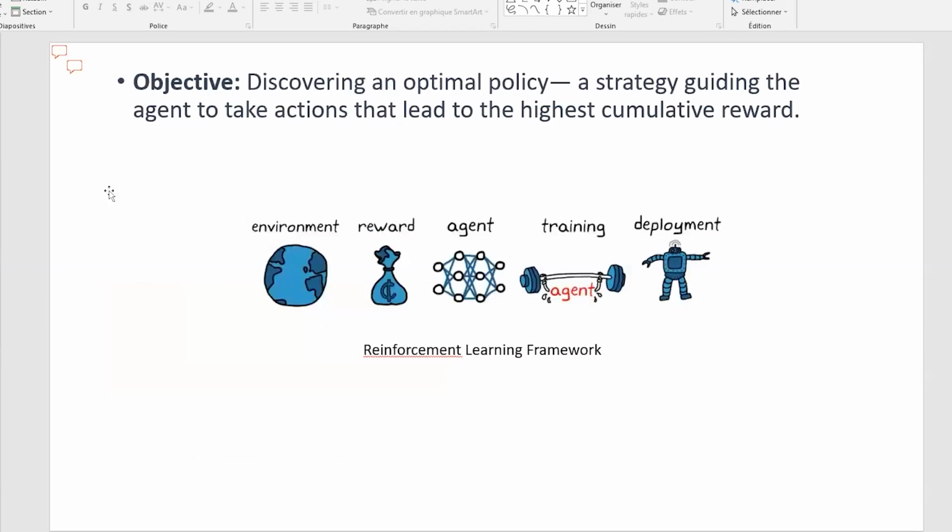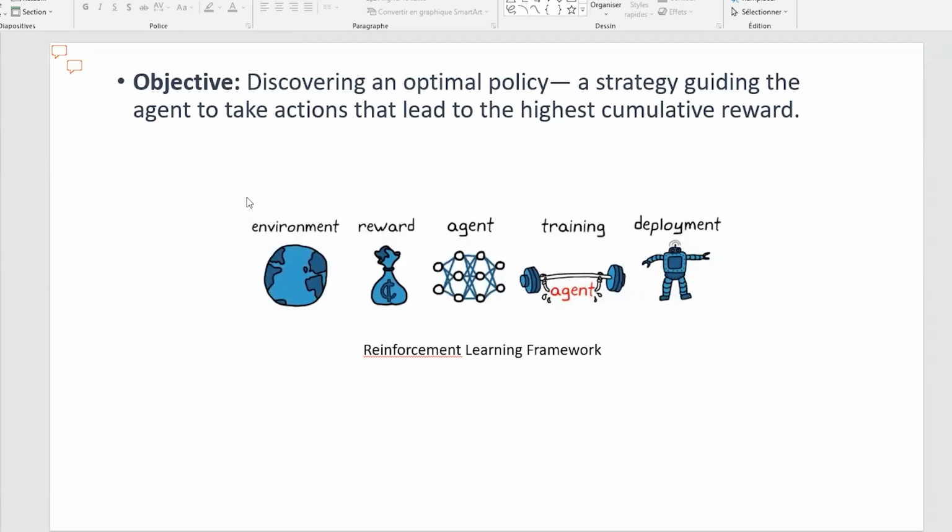So the next slide: the objective of reinforcement learning is all about discovering an optimal policy. So the objective here is to find an optimal policy. The policy is, in fact, everything that the agent needs to do to achieve his goal by obtaining the maximum reward. By a very simple definition, that is the policy. The agent makes sure he's achieving the goal given to him by the environment, but doing it with the maximum reward possible. So basically, it's a strategy guiding the agent to take actions that lead to the highest cumulative reward.